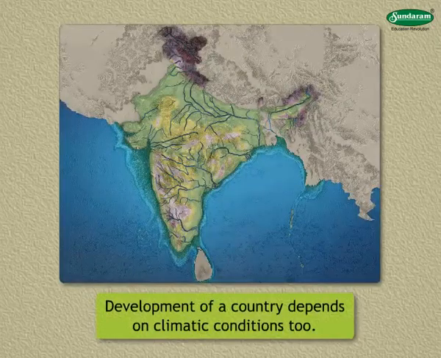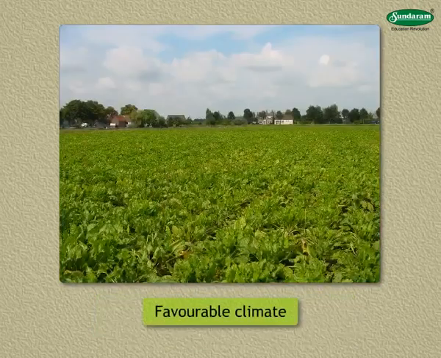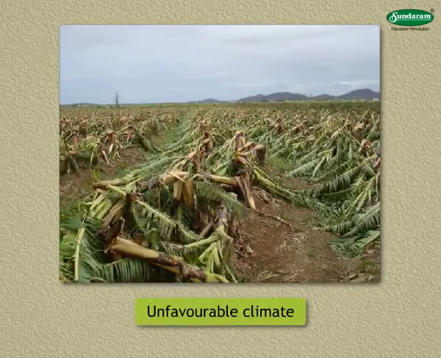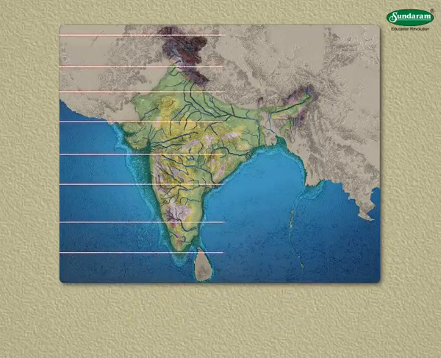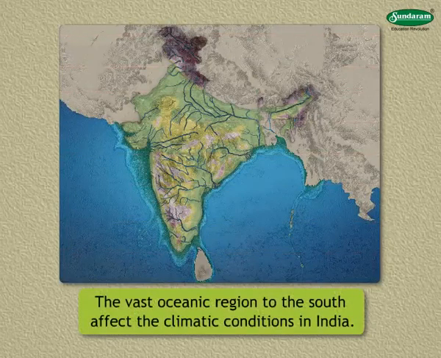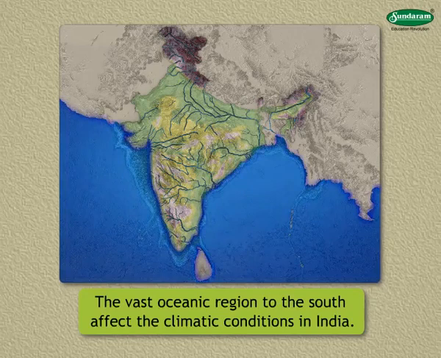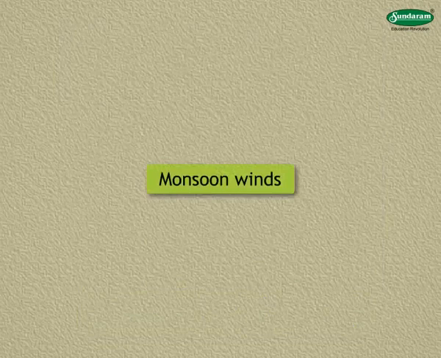The development of a country depends to some extent on its climatic conditions. A favorable climate helps development and an unfavorable climate hinders it. The vast latitudinal expanse of India, the Himalayas in the north, and the vast oceanic region to the south affect the climatic conditions in India. Let us begin with monsoon winds.